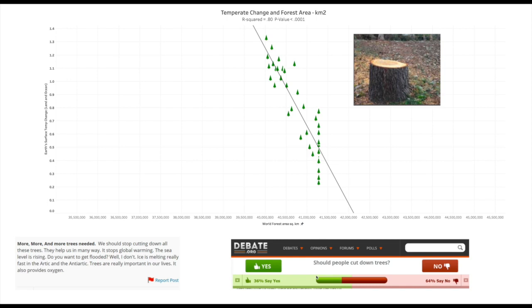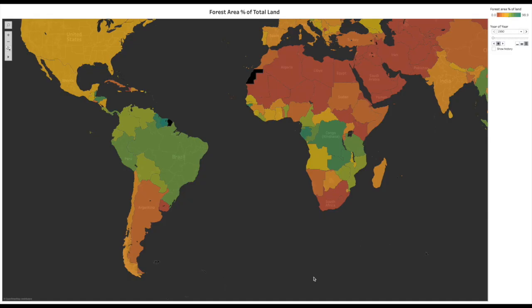As shown in the visualization, there is a strong negative correlation between the surface temperature change and forestation. At higher temperatures, you will see lower or reduced forestation. And there's a debate going on whether trees should be cut down. Clearly, trees are important to our environment and help to capture CO2. This map shows the amount of forest area as a percent of land mass for every country in the world. The color denotes the forest area as a percent of land, with the greener colors indicating denser forest areas.